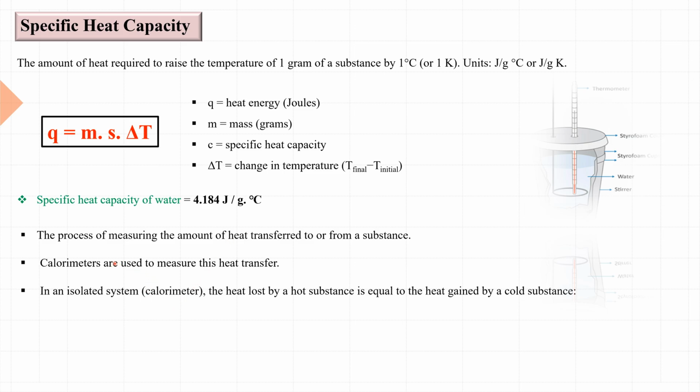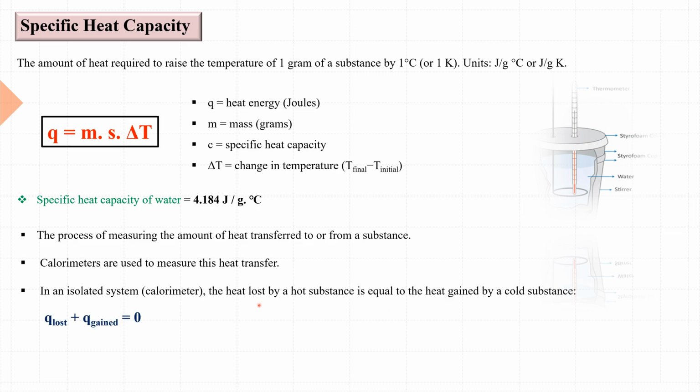What is calorimetry? Calorimetry is the process of measuring the amount of heat transferred to or from a substance, the heat absorbed by the substance or heat released by the substance. There are three types of systems we learn about in thermodynamics: open system, closed system, and the isolated system. An isolated system has no heat or mass transfer. So in this isolated system, the heat lost by the hot substance is equal to the heat gained by the cold substance. No heat is lost to the surroundings.